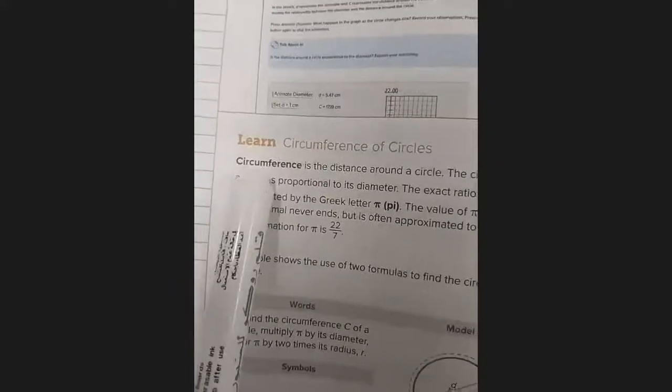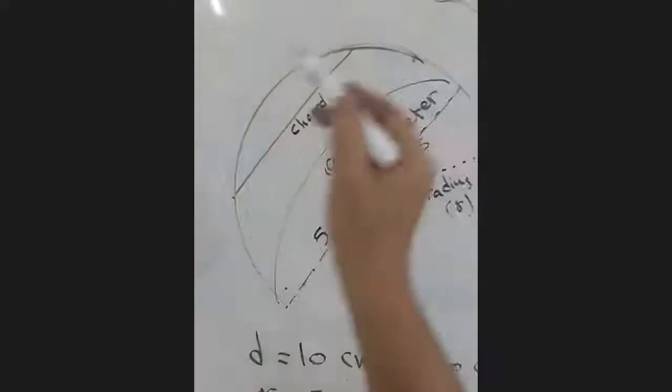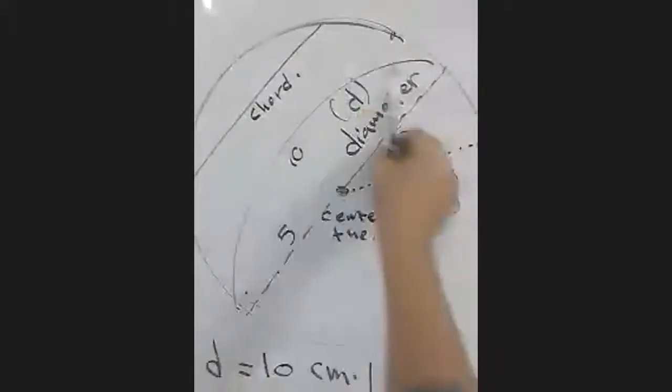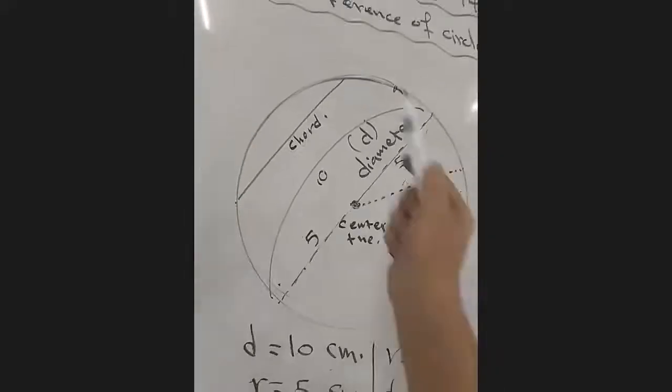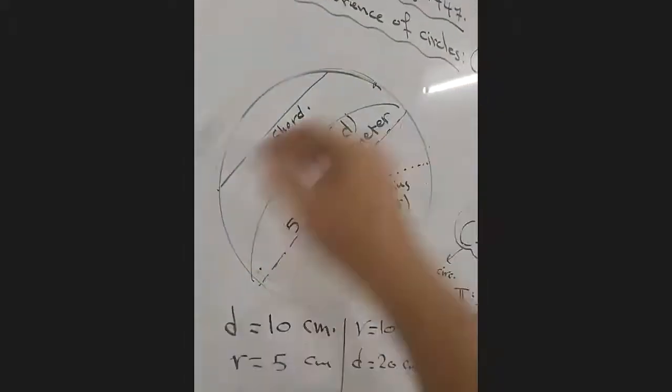Now go back here, guys. What is the circumference? It is the distance around the circle. If you want to find the space inside, we will call it the area later on. But here we are talking about the circumference, the round distance.